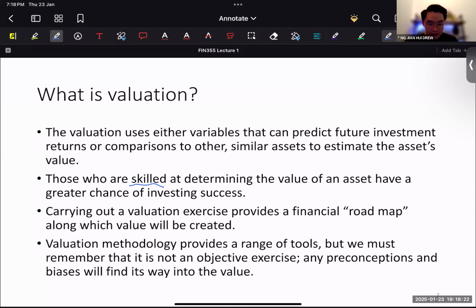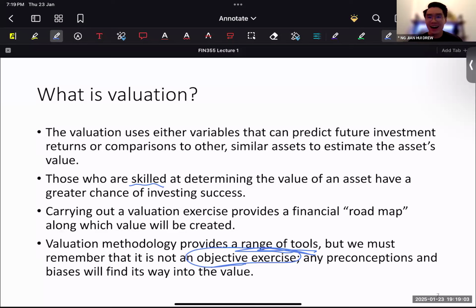Okay. So this is what I'm trying to say. The valuation methodology provides you a range of tools. Remember that it's not an objective exercise, right? So what does this mean? It means that if you are an analyst valuing a company, and your friend is an analyst as well valuing the same company, chances are both of you will not get the same value for the firm if you value them separately. And that's because it's not an objective exercise. You require some skill, like I mentioned, some science behind it, but it also requires some art.